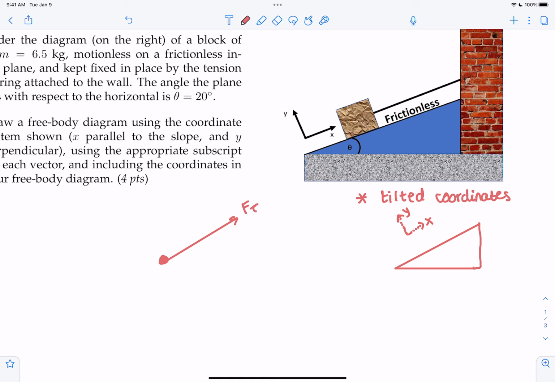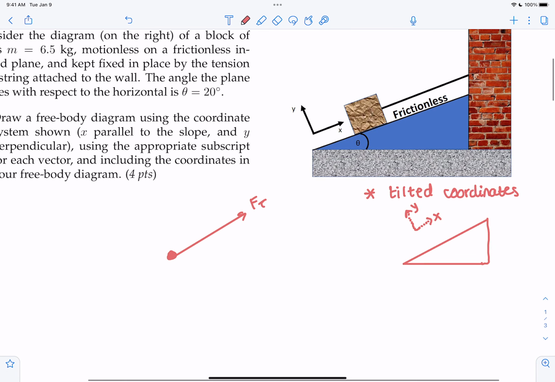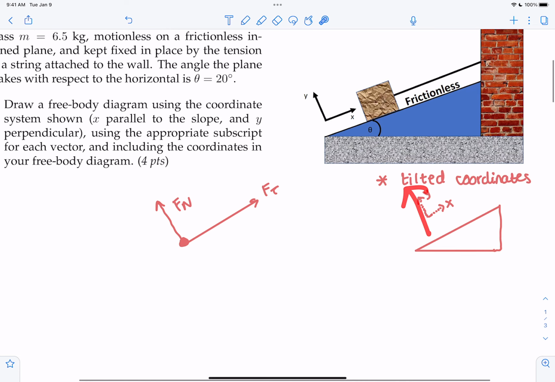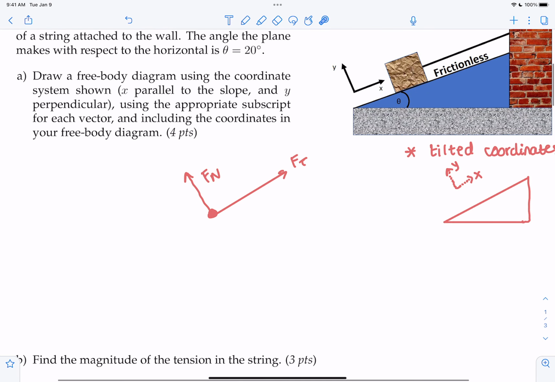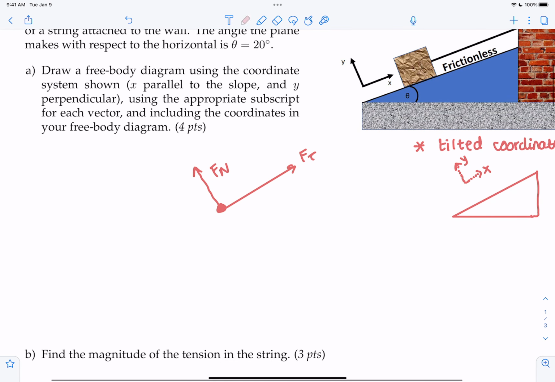We have normal force, excellent. That's the contact force, right? The force that is perpendicular to the surface of contact, that's giving solidity to the incline. It's preventing the box from just sinking through it. And so that's perpendicular, like I said. So we'd have normal force pointing upwards like that, up and to the left, along that tilted y-axis. And then you have gravity, right? Force of gravity. That's always pointing straight down, immediately straight down.